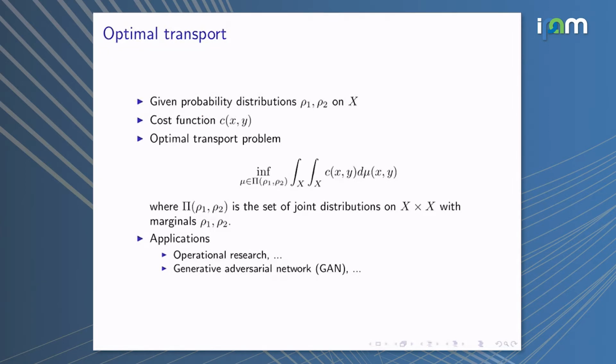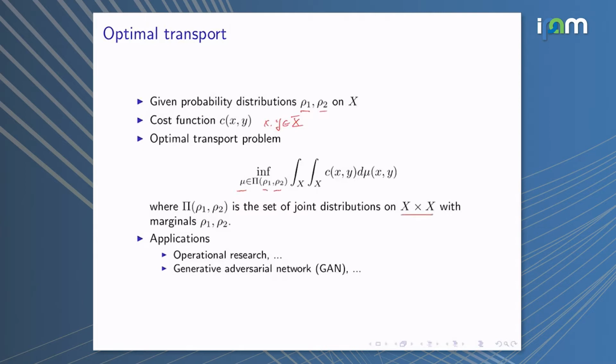It has gained a lot of attention in pure and applied mathematics over the past 20-30 years. Essentially, the problem is the following: given two probability distributions, rho 1 and rho 2, on a certain space X, and also given a cost function c(x, y) for x and y belonging to this space X, we want to solve the so-called optimal transport problem. You want to find a coupling mu of these two densities, rho 1 and rho 2, so mu is a probability density distribution living on X cross X.